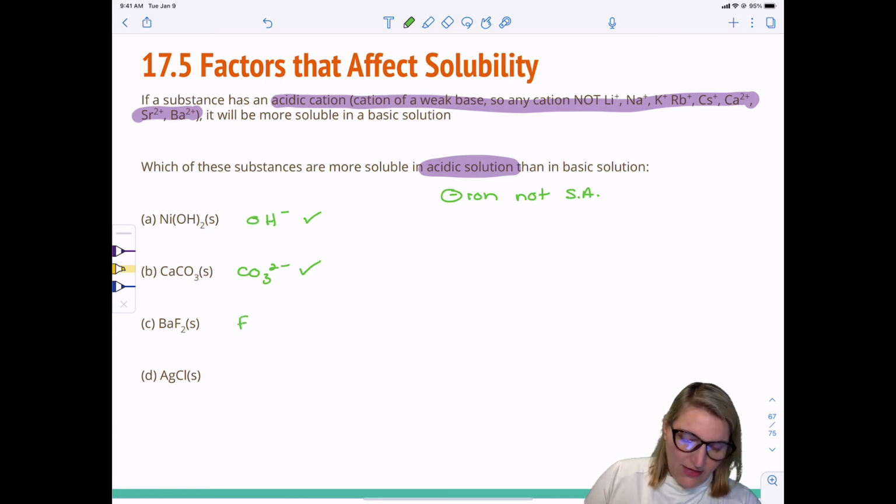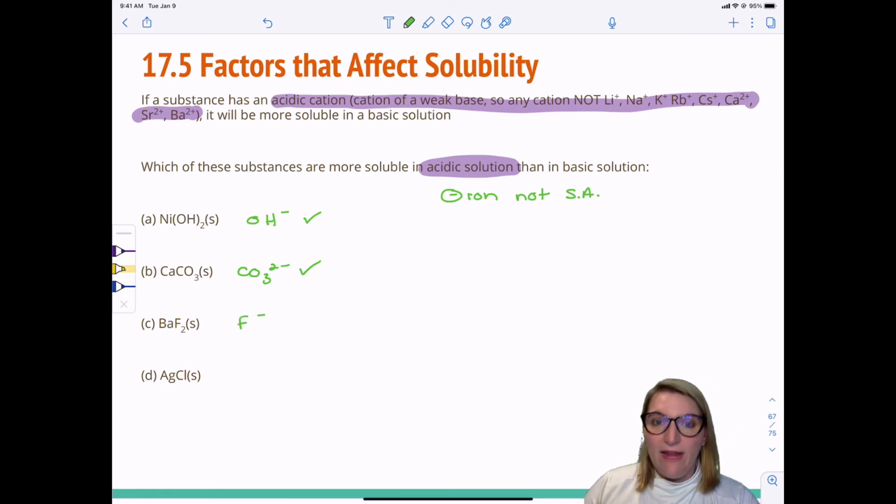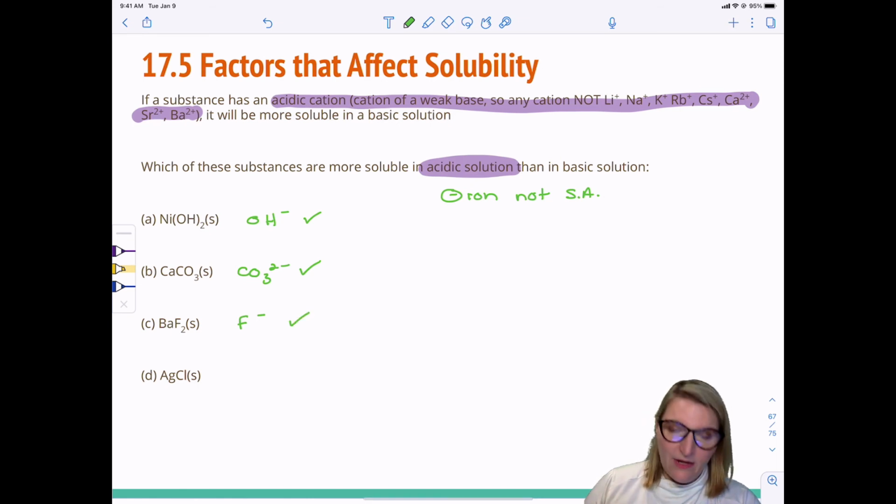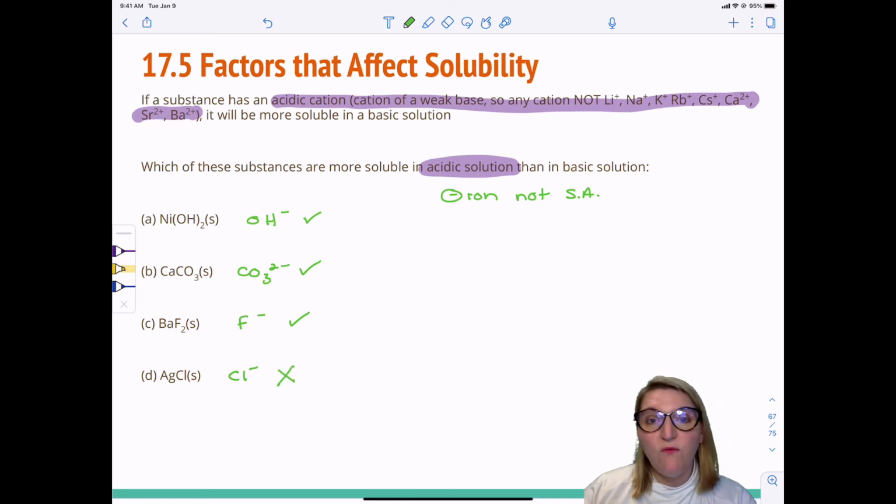What about this guy? Is F-? Will HF form? Yep. It's not a strong acid. But for Cl-, Cl- will not form a compound with HCl. That's completely dissociated, so those two will never come together, and it will not be affected by pH.